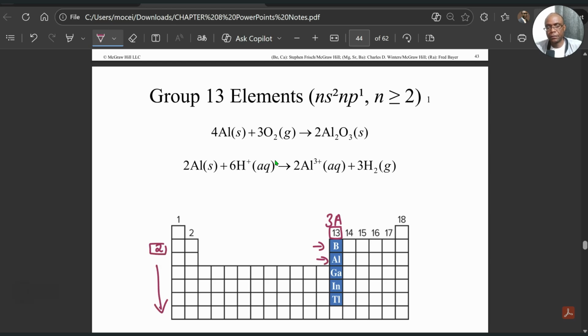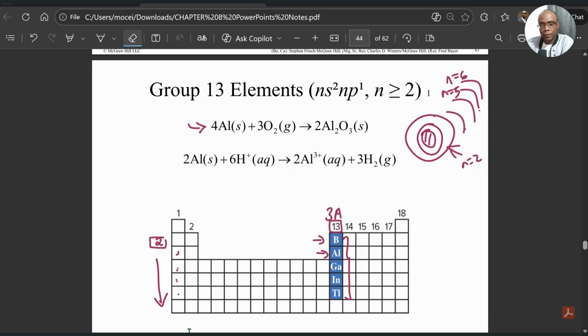Their energy shells will be greater or equal to 2. So we have to have at least n equals 2, and we can go further: 2, 3, 4, 5, 6, going to n equals 6. Okay, so we are talking about this block of elements, and an example is going to be given of aluminum.